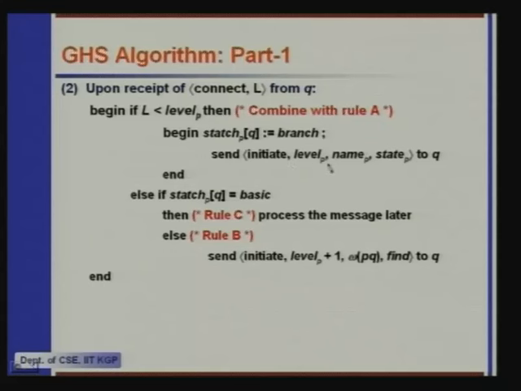Why? Because every node in the subtree of Q will now change to level P. Every node in the subtree of Q will change to name P, the name of the fragment, and every node in the subtree of Q will inherit the state of P. What do we mean by the state of P? If P was currently engaged in searching for a lowest cost outgoing edge, then this subfragment rooted at Q will join that search.